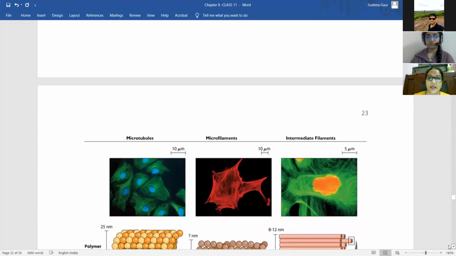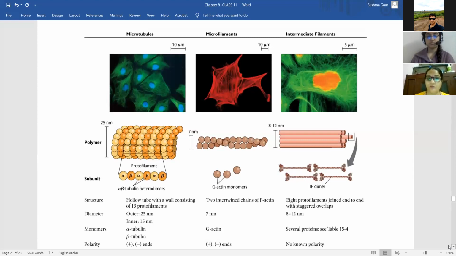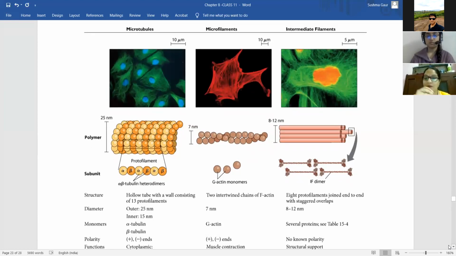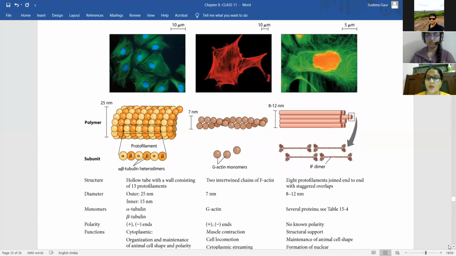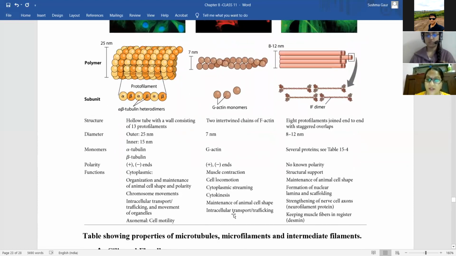So these are the diagrams, which are of quite a higher class. This diagram is not of 11th or 12th standard, but I have just added it to explain what microfilaments and microtubules are. The detailed differences between these three are given here. You can download or get the notes from the Google Classroom for this chapter. And if you find any difficulty, you can ask me anytime. So let me explain a few things about them.